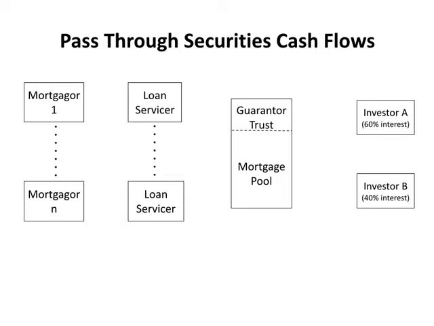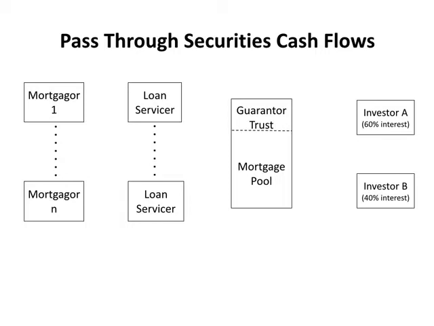To begin with, all that's showing in this diagram are the different parties involved. On the far left-hand side are the mortgagors whose loans have been securitized. On the far right-hand side are the investors holding the pass-through securities. Standing between the investors and the mortgagors are the servicers and the special purpose vehicle which holds the mortgages.